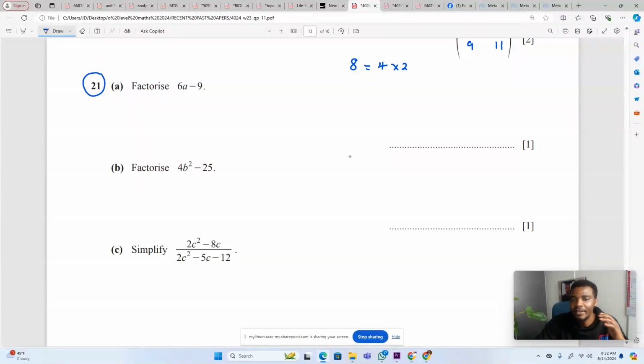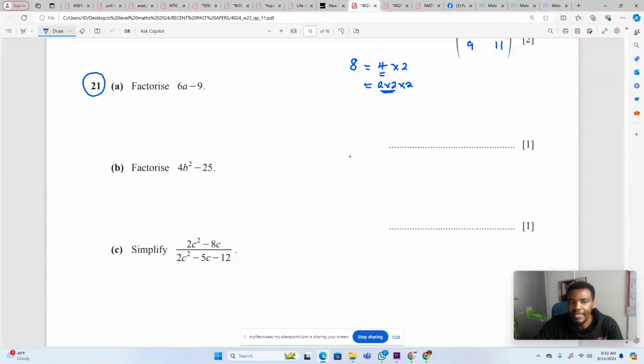But if we say 8 is the same as 4 times 2, we can even say this is not factorized fully. Why? Because 4 can also be factorized further. So what can we do? We can say 4 is the same as 2 times 2, and times that 2. Now if you say 2 times 2 times 2, you still get 8. And in this case, we can say we have factorized 8 completely. So to factorize is basically to find the factors that multiply together to give that number.